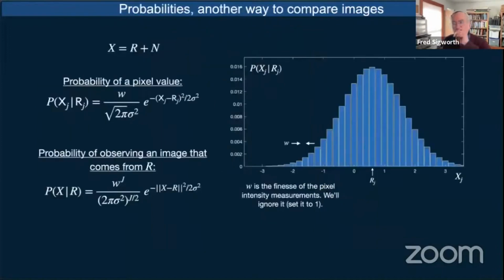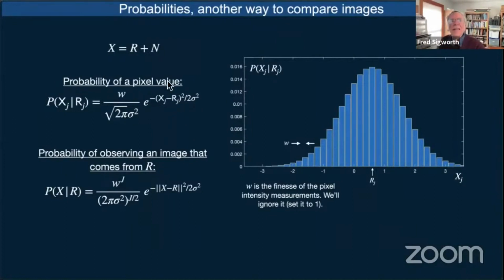Okay, now there's another way of comparing images, which is to ask, what is the probability of a given image coming from a reference? And so here's how you would do it. If you want to compute the probability of getting a particular pixel value, so let's say we're comparing the jth pixel of my experimental image with the jth pixel of a noiseless image, this is just the probability density function of a normally distributed random variable.